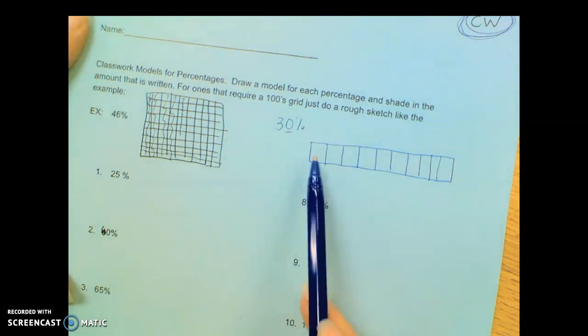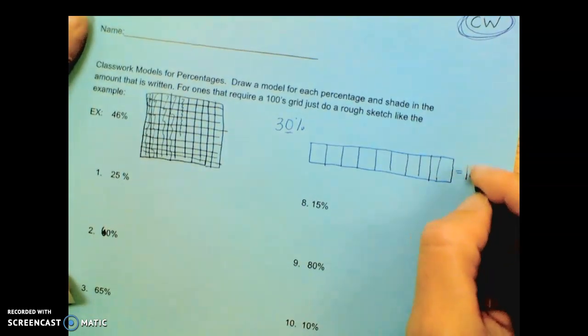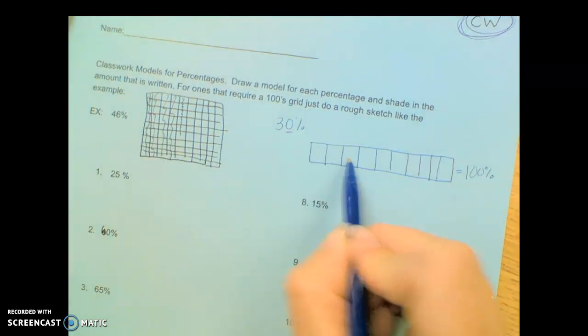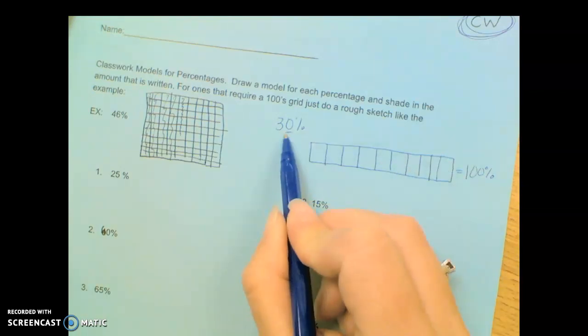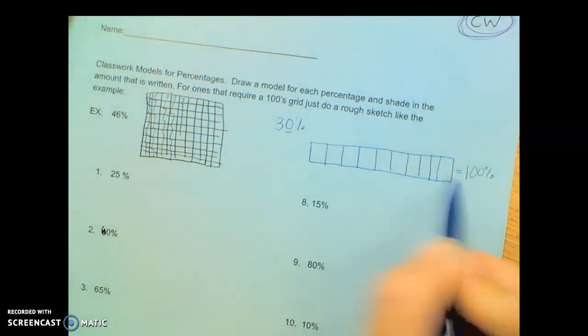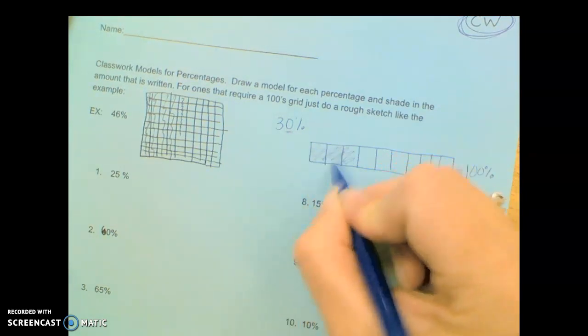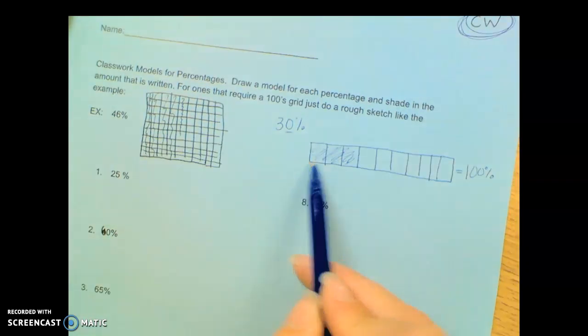And so now I know that these are each worth 10% because the entire thing is 100%. So 10, 20, 30, 40, 50, 60, 70, 80, 90, 100%. I only need 30% of the tape diagram, so I'm going to shade 30%. That is 30% of this tape diagram shaded.